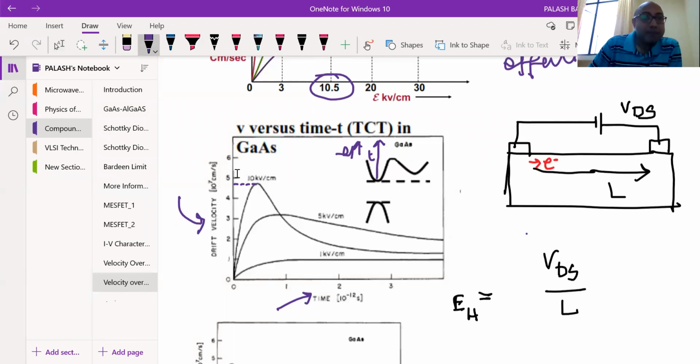Higher current means better GM, better transconductance. Now, look at this part. You have 10 kilovolt per centimeter, 5 kilovolt per centimeter. For each electric field, it looks like that. Suppose that instead of 10 kilovolt per centimeter, you suddenly give 5 kilovolt per centimeter, what will happen? It will actually travel at approximately 3 times 10 to the power 7 centimeter per second, that velocity.